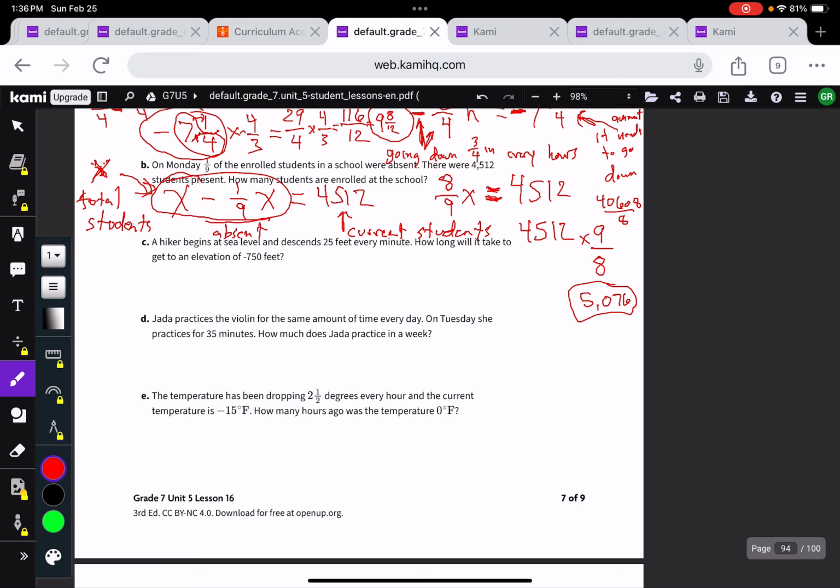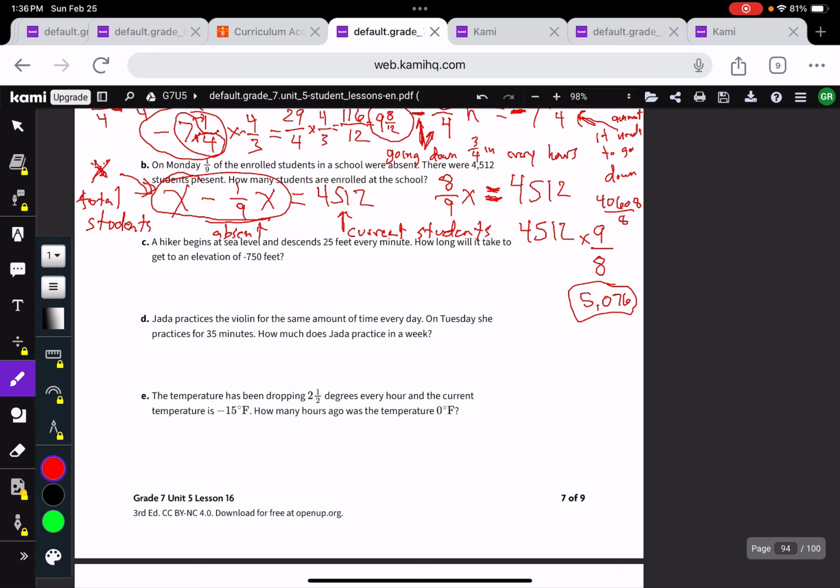If they're all there, miracle. But if 1/9 of them are gone, then that means 4,512 are left. And phew. All right. I'm going to leave it up.